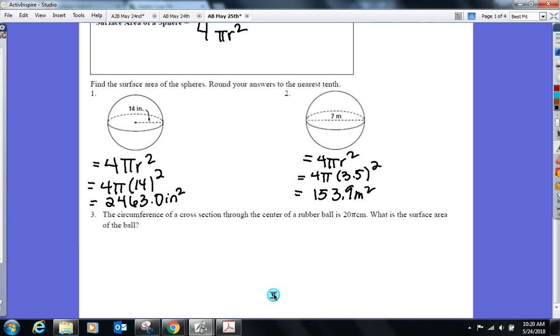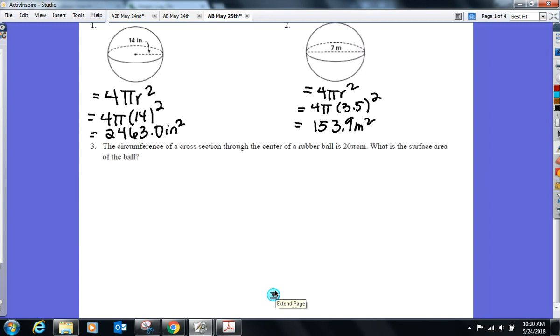All right, something a little different now. If you read through number 3, I do not give you the radius nor the diameter. Instead, I'm going to give you the circumference of this rubber ball, aka a sphere. You're just going to start seeing that more and more. It may not come out to be a sphere, it might be some type of ball, tennis ball, basketball, in this case, a rubber ball. The circumference is 20 pi.